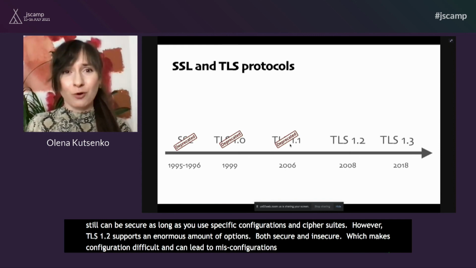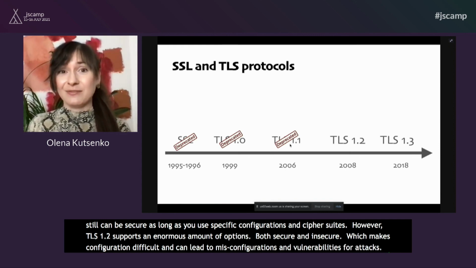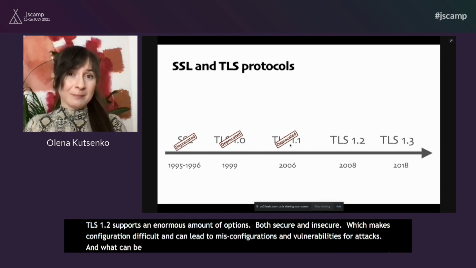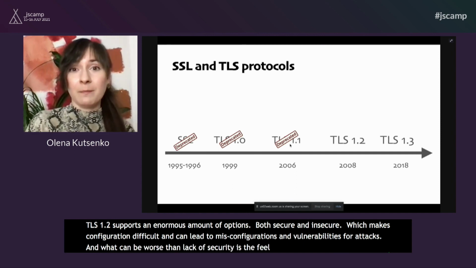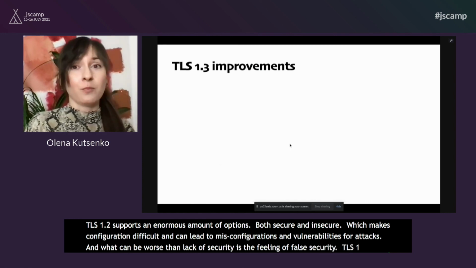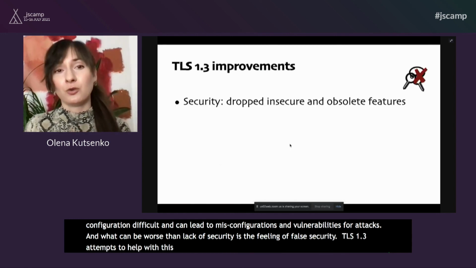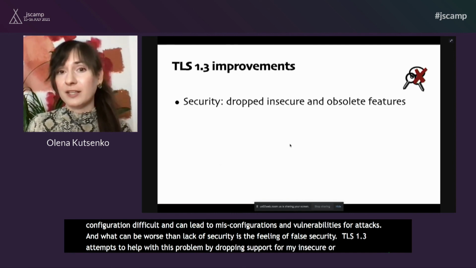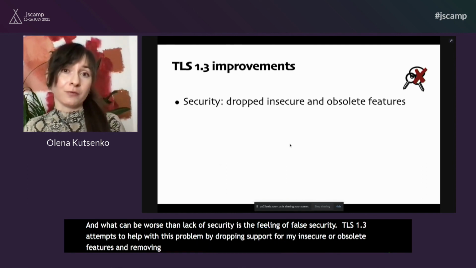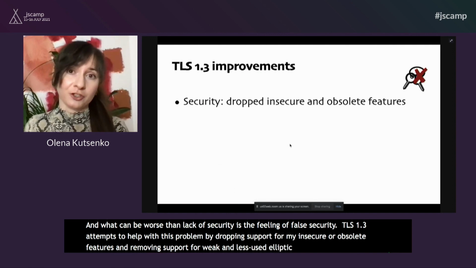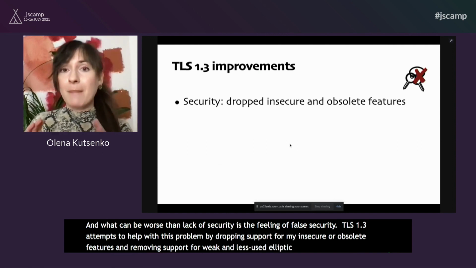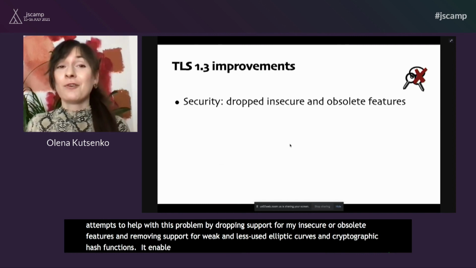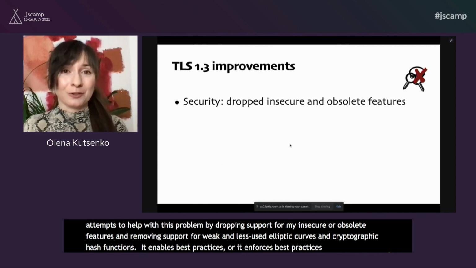And what can be worse than lack of security is the feeling of false security. TLS 1.3 attempts to help with this problem by dropping support for many insecure or obsolete features and removing support for weak and less used elliptic curves and cryptographic hash functions. It enforces best practices for popular encryption algorithms.